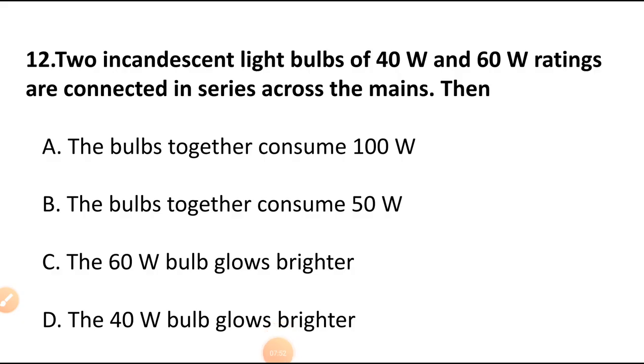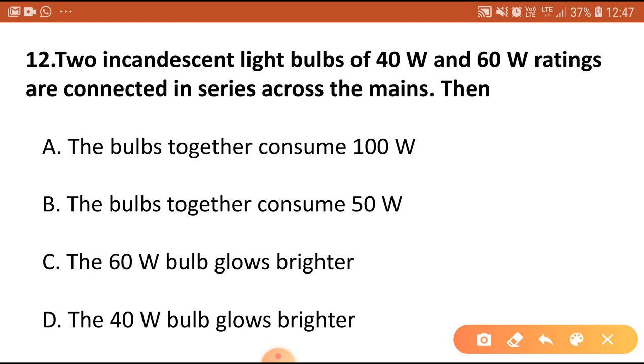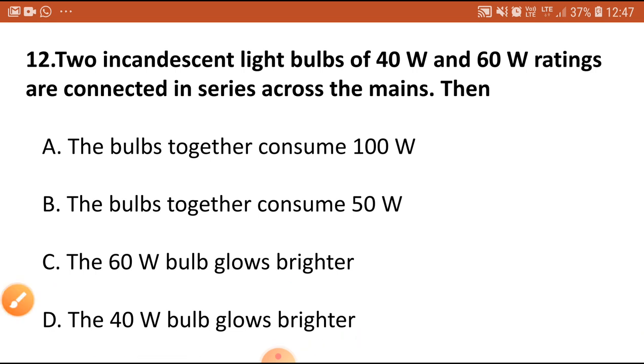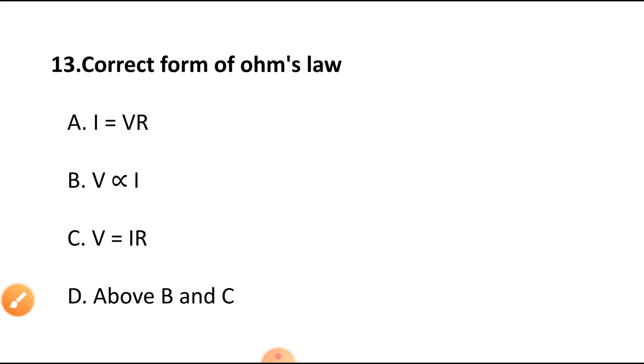So question number 12 is on your screen. Two incandescent light bulbs of 40 watt and 60 watt ratings are connected in series across the mains. Then you have to choose the correct answer from below. So the correct answer will be the 40 watt bulb glows brighter. Okay. Next, question number 13.